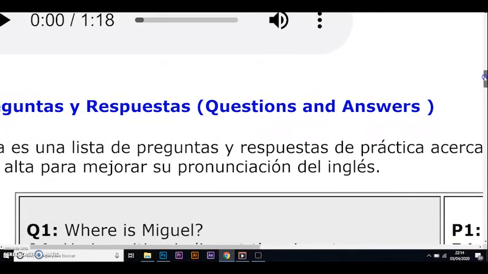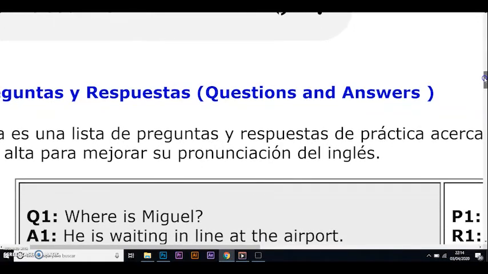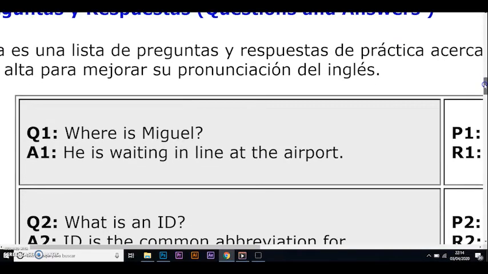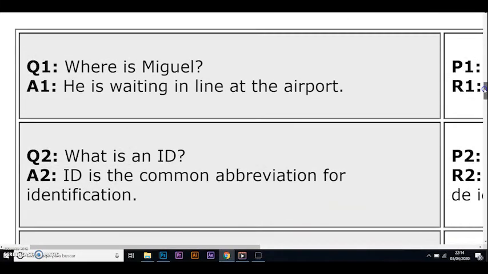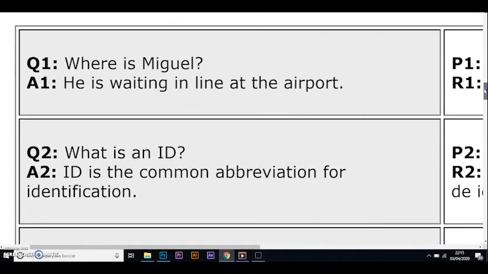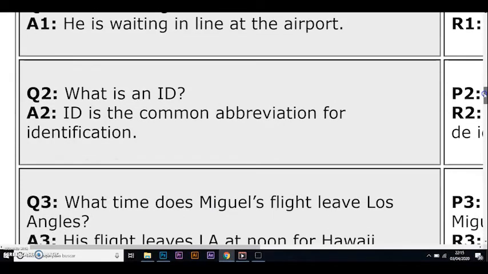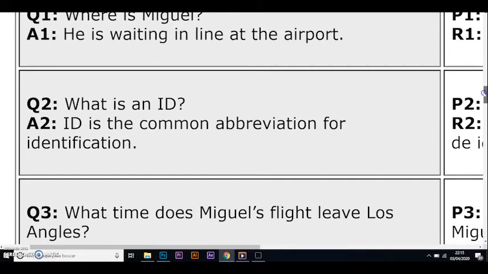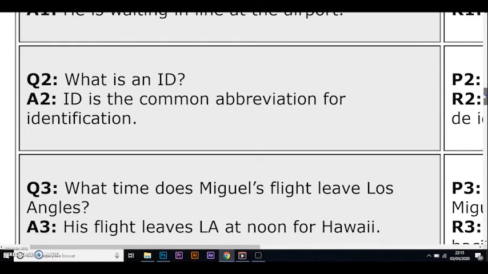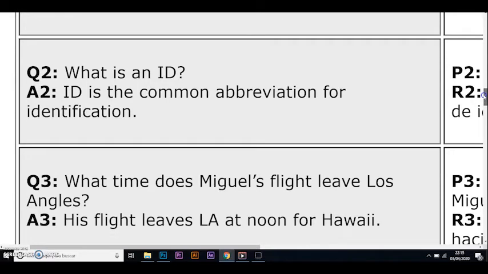If you have questions, for example, where is Miguel? Miguel is at the airport. He's waiting in a line at the airport. What is an ID? An ID is the common abbreviation of identification. The ID is the identification. What time does Miguel's flight leave Los Angeles? His flight leaves LA at noon for Hawaii.